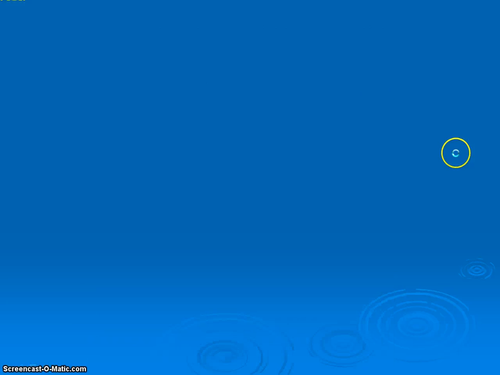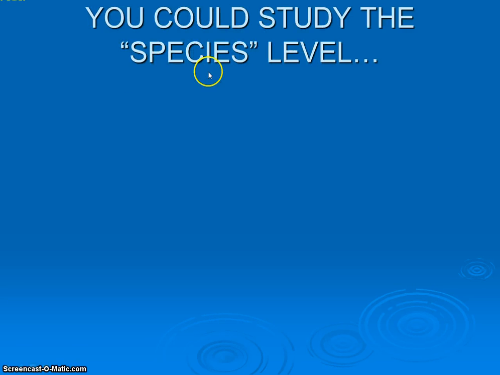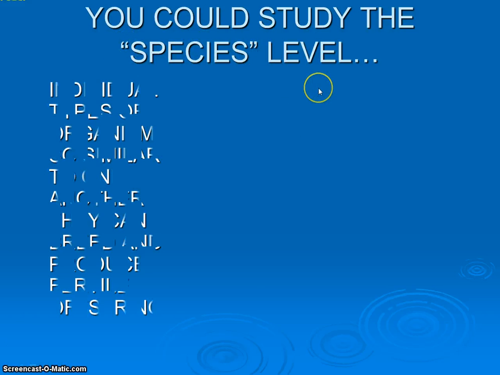All right, so with that in mind, then, let's just look quickly at some of the different levels you could study ecology at to give you a better idea of what you could be studying. We could study specifically just a species. Now, this would be our smallest level.